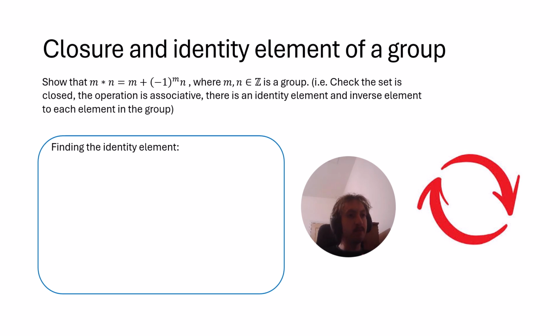So to discover the identity element, which again I will call e, we use the fact that if we have an element n in our set, then n star e is going to have to give back n, and we use the definition of star to write n star e in terms of more familiar operators. And we end up with the statement that n plus minus 1 to the power n times e has to equal n.